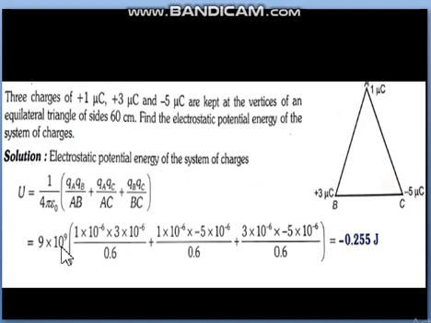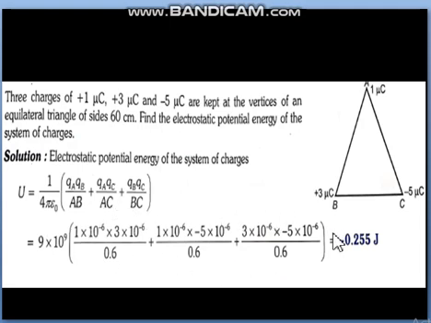K means 9 into 10 raised to power 9. Then in the bracket, the first pair is 1 micro and 3 micro, and the distance between these two is 0.6. So 1 micro, micro means 10 raised to power -6, times 3 micro, divided by the distance 0.6. Let us take the second pair. It can be 1 and -5. So you can see 1 micro times -5 micro divided by the distance, which is the same. Then the third pair is 3 and -5 together. So 3 micro and -5 micro are substituted and the distance is 0.6.